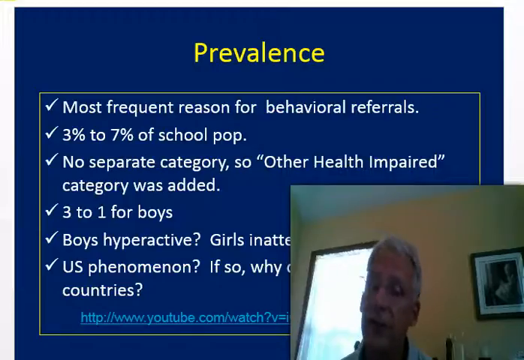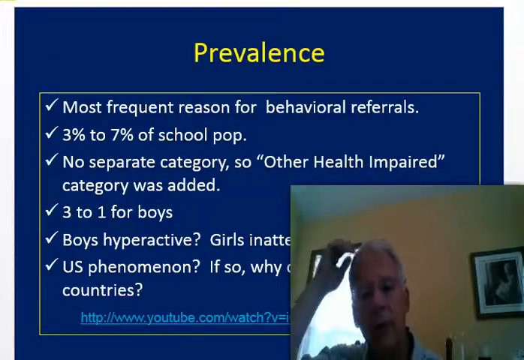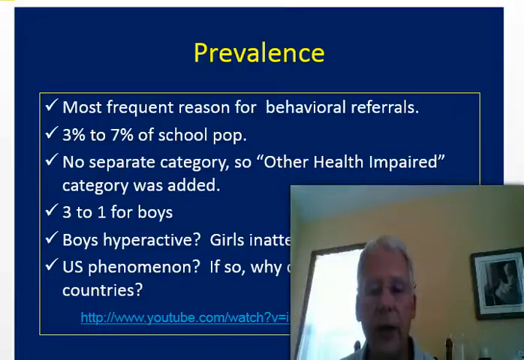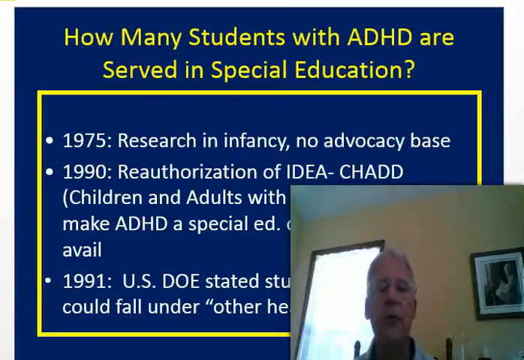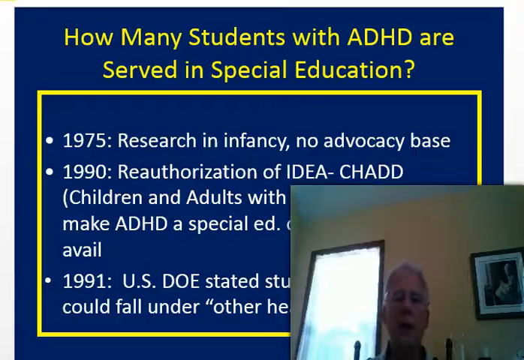Is it a U.S. phenomena? If so, why does it occur in other countries? So the prevalence raises some questions, and there's a link here to hear about the external factors, which we call the 3 S's, that I think you'll find interesting as well. If we go to slide 30, how many students with ADHD are served with special ed?